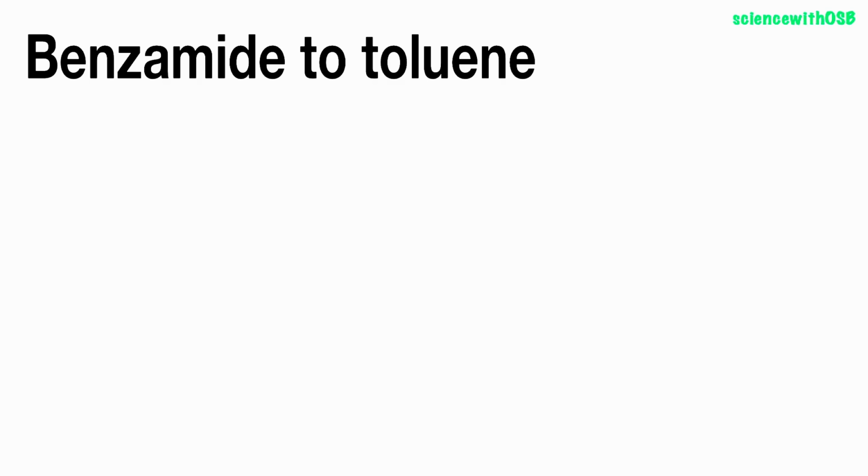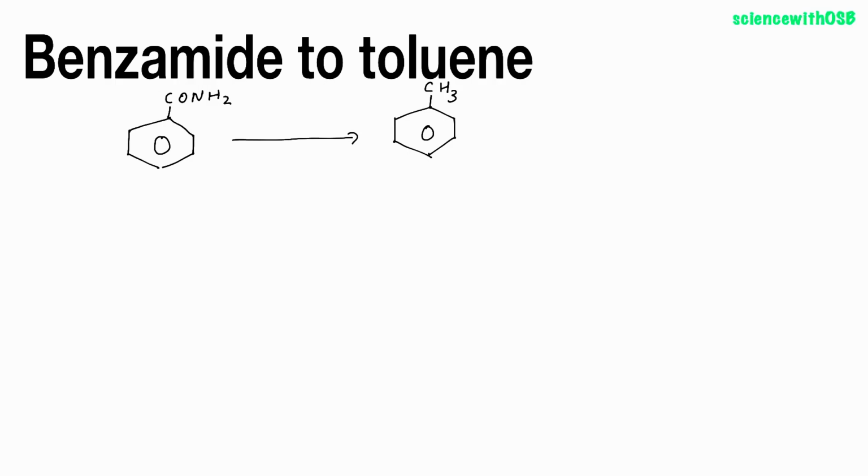Benzamide to toluene. First, we have to draw the product and reactant, okay? See, what is benzamide? Benzamide is a benzene ring, then CONH2. And what is toluene? Toluene is a very common compound, right? What is that? On the benzene ring, you have CH3. Correct, right? Before starting the conversion, you have to make some strategy to follow.